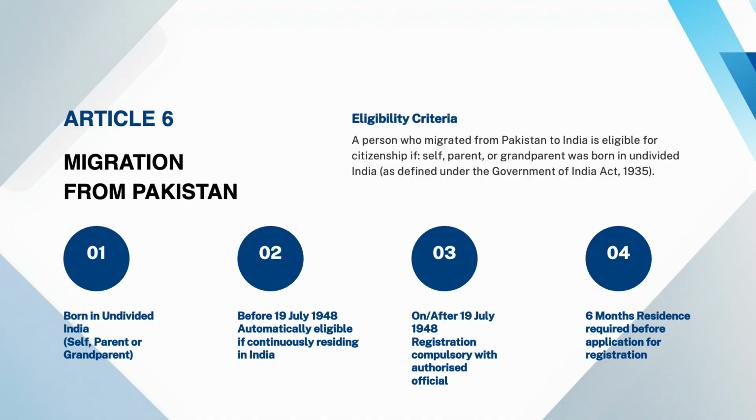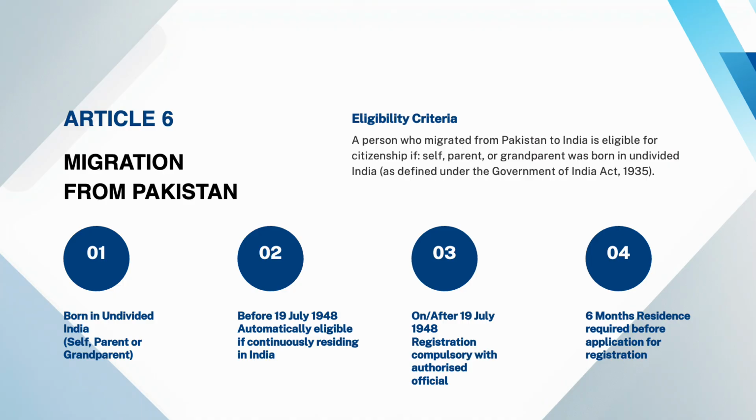Automatically eligible if that person was continuously residing in India before 19 July 1948. But after 19 July 1948, registration is compulsory. Why did they give this specific rule? Why did they decide on 19 July 1948? Because before 19 July 1948, it was open to everybody to come to India and to go from India. But on 19 July 1948, they introduced a system called the permit system. Just like the ILP, the inner line permit, they started checking because there was an unlimited influx of people coming into India, right?